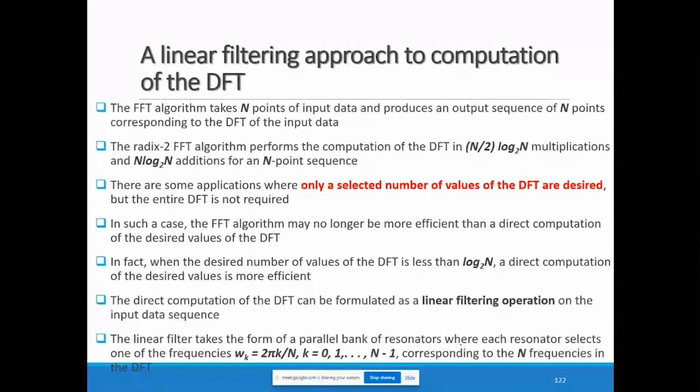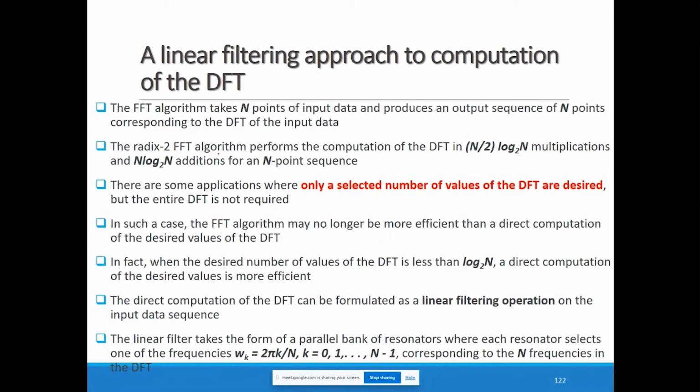and produces an output sequence of N points corresponding to the DFT of the input data. So here you apply x of n and get X of k, where k is not approximately, but exactly N. The Radix 2 FFT algorithm performs the computation of the DFT with N by 2 log 2 N multiplications and N log 2 N additions for an N-point sequence.